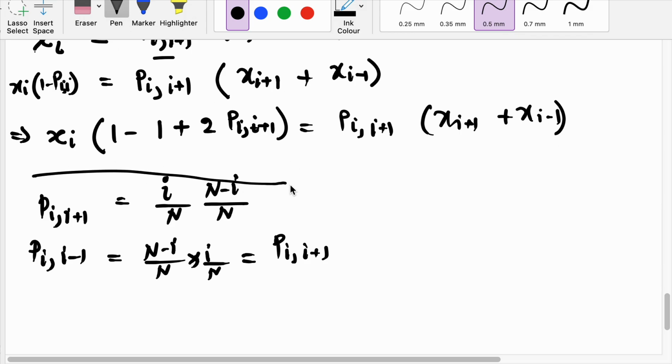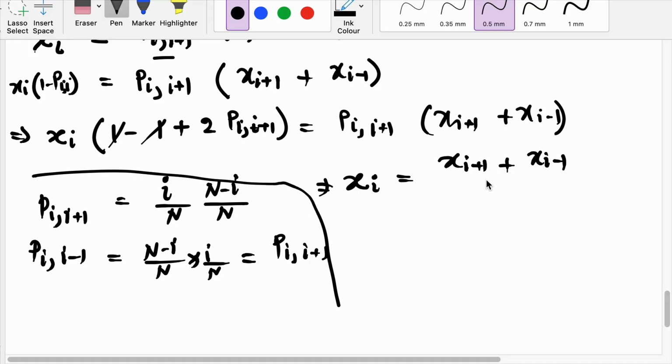So this gives us, since this cancels and this will cancel, x_i equal to x_i plus 1 plus x_i minus 1 by 2. So this gives what is the probability of going from i state to all n state. It is the sum of the probability of going from i plus 1 to n state and i minus 1 to n state. Now could we calculate the value of x_i?